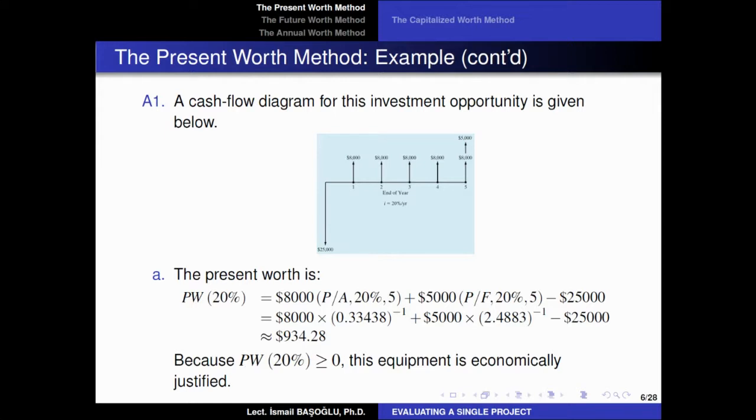$934.28. Now, under the minimum attractive rate of return of 20%, which compounds annually, the present worth is greater than or equal to 0, which is $934.